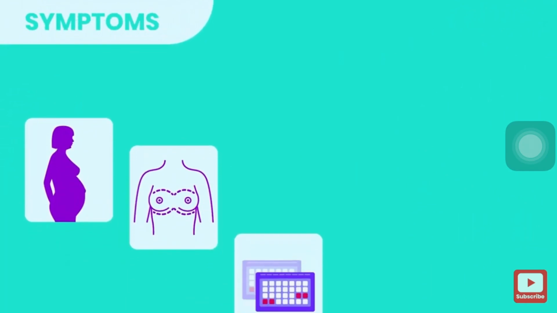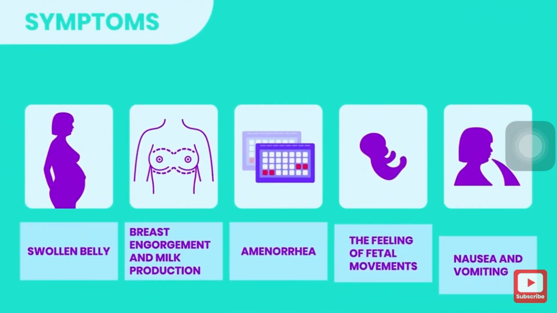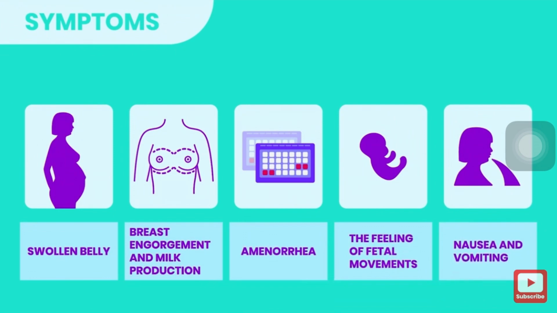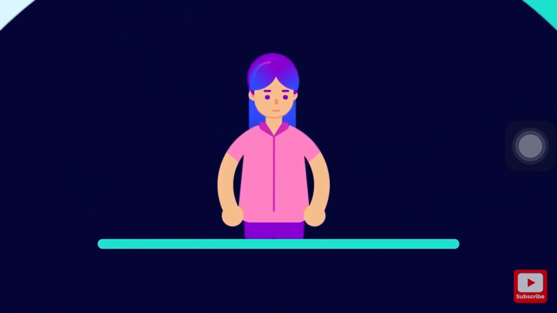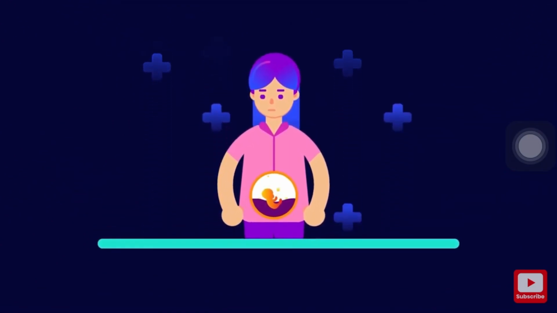Symptoms of this condition include a swollen belly, breast engorgement and milk production, amenorrhea or interruption of the menstrual cycle, the feeling of fetal movements, nausea and vomiting. These symptoms usually last for a few weeks until they visit a doctor to confirm the pregnancy. If the woman doesn't see a doctor, the symptoms can last for 9 months or even years.